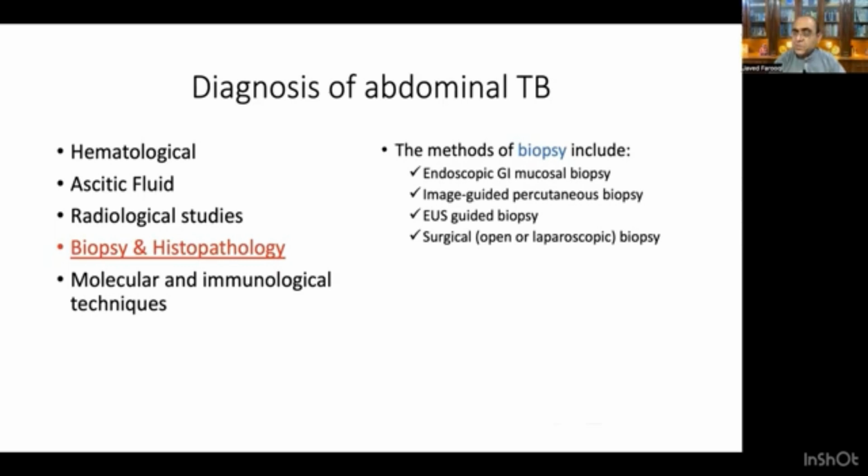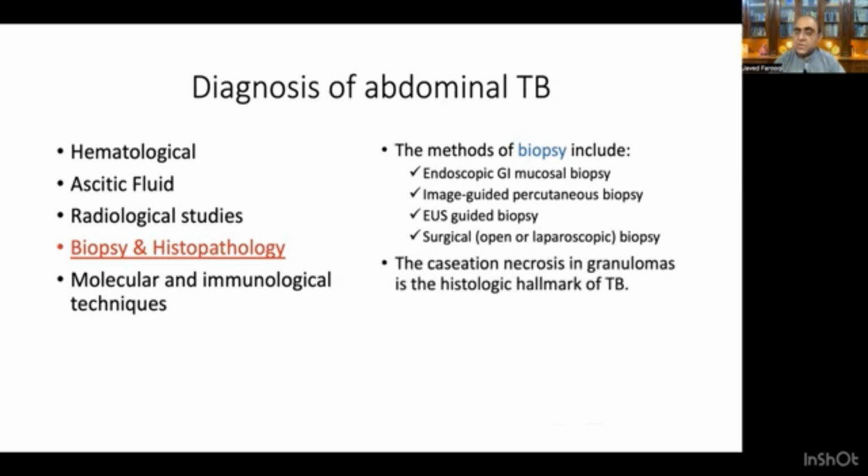Then image-guided percutaneous biopsy, like that of lymph nodes or some other stricture or some other mass. And then the EUS-guided biopsy, more specific, and surgical open or laparoscopic biopsy. So, tissue for biopsy may be taken through any of these ways, either endoscopically or image-guided percutaneous or EUS-guided biopsy, or surgical, which may be open or laparoscopic.